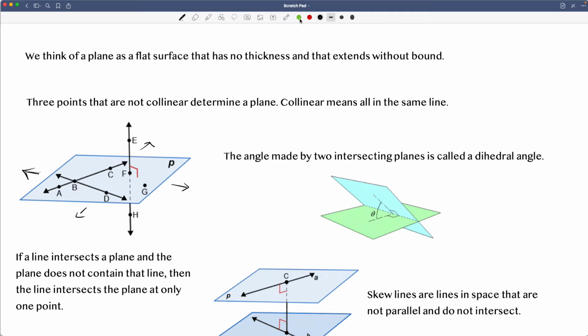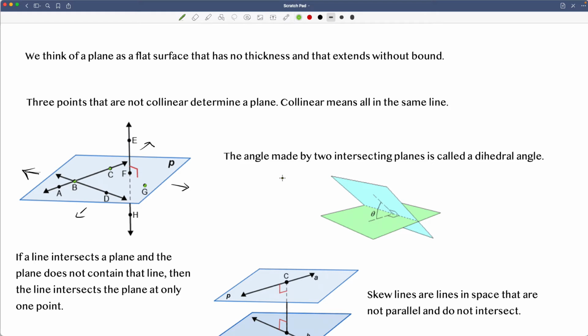So here, let me change colors. We have point B and point C, which are collinear. They're on the same line. But then point G, which is not in that same line. Those 3 points create what's called a plane. And here we've labeled that plane P. Planes are labeled with lowercase letters. Points are labeled with capital letters, okay?